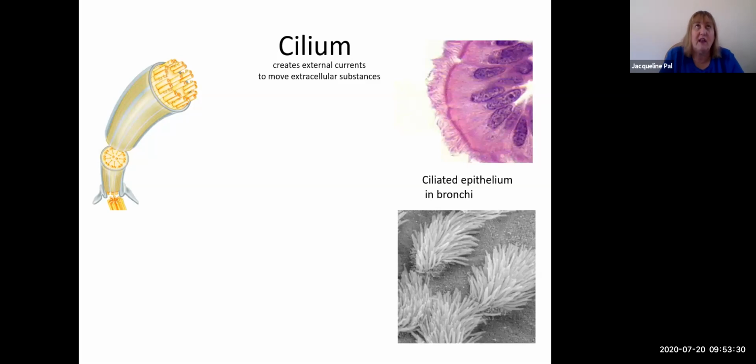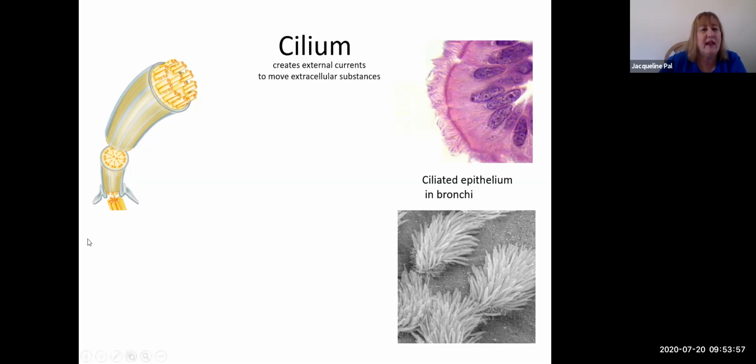Another place found on lots of cells, on lots of organ systems, is something called a cilium. So that is the singular form. One thing you may have noticed by now is we always use singular form, okay? Because when we're pointing to something, we're asking you to name it, we're pointing to one structure, asking you to name one structure. So you need to know singular forms as well as plural. So the singular form is cilium.